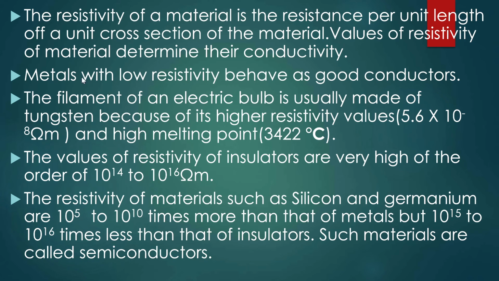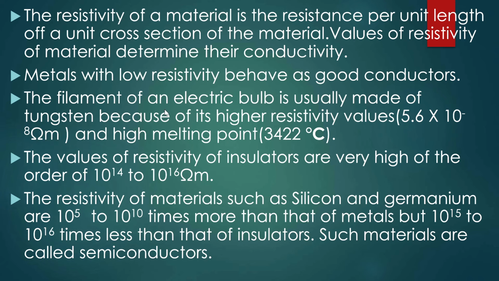So, the resistivity of a material is the resistance per unit length of a unit cross section of the material. And the values of resistivity of materials determine their conductivity. That is, based on the values of resistivity, we can come to a conclusion whether the given materials are good conductors or semiconductors or insulators. So metals with low resistivity behave as good conductors.